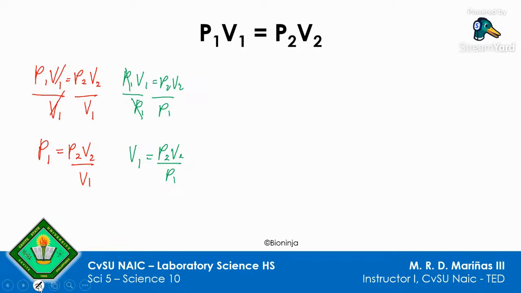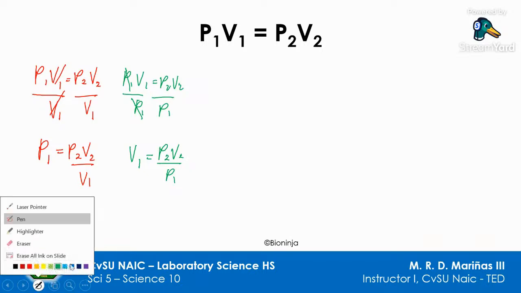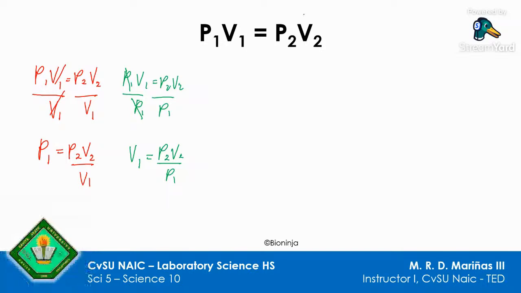Ngayon naman, paano pag sa final conditions naman ang nawawala? So, ang gagawin lang naman natin dyan is ganun din lang naman po. So, rewrite the formula, P1 V1 = P2 V2. And we need to look for the final pressure. So, ang gagawin lang natin dyan is divide both sides with V2. And you are now left with P2 is equals to P1 V1 over V2.